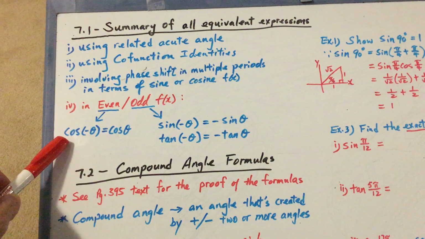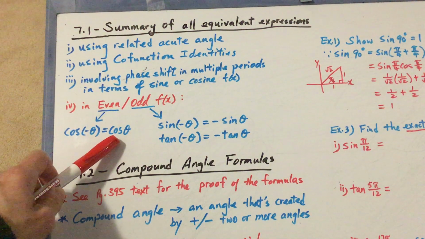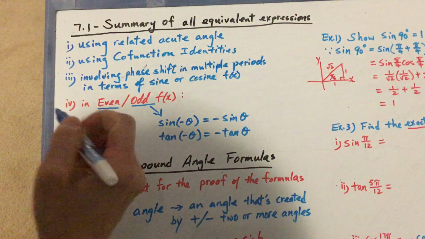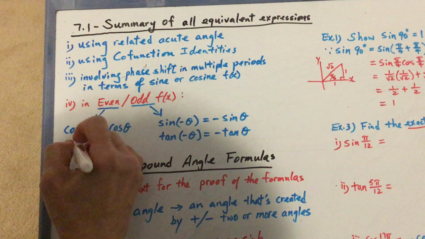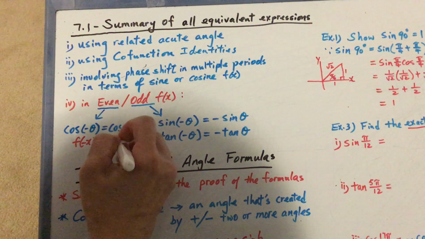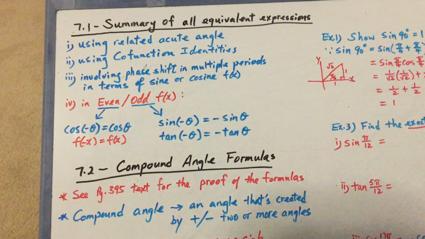When we sub in f of negative x, we get f of x back. If you recall the definition of even and odd functions, when you sub in f of negative x and you get f of x back, that means you have an even function. So the cosine function has the properties of an even function, and you can check by graphing the cosine function to see it.